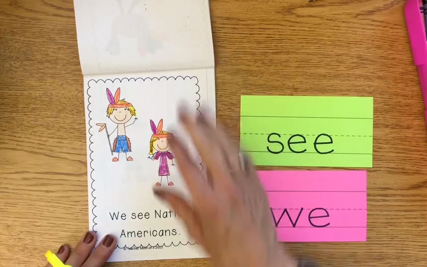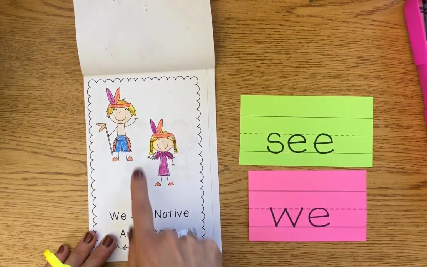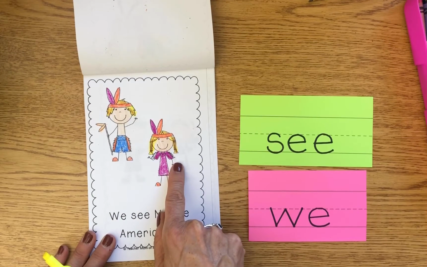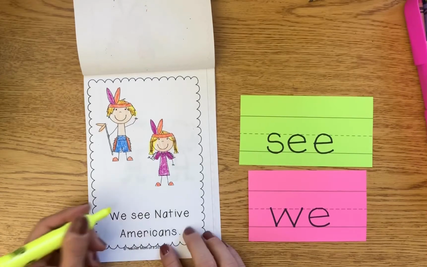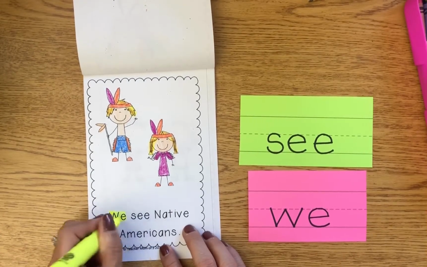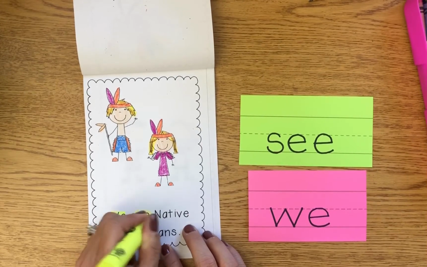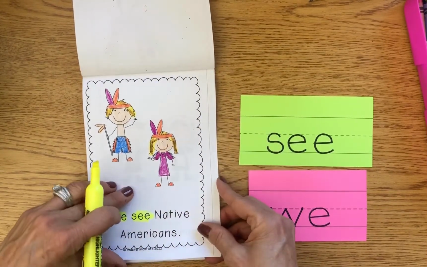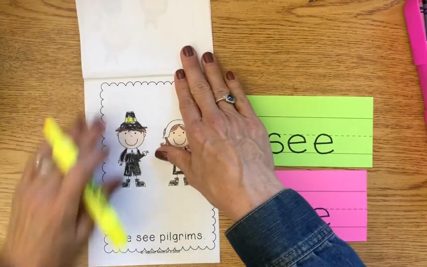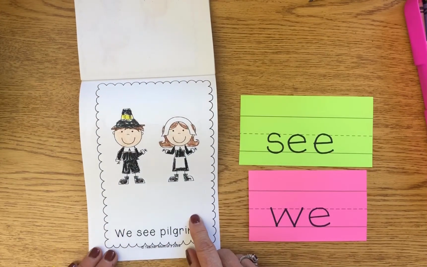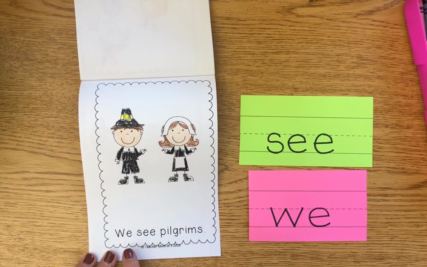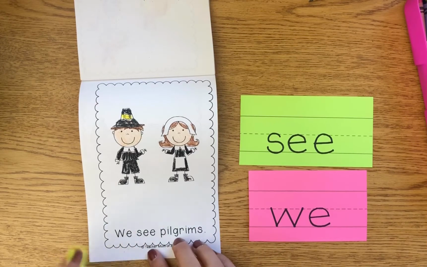Okay, this one's a little bit harder, so I'm going to help you, okay? These are called Native Americans, and we usually see or learn about Native Americans when we're learning about Thanksgiving and the story about Thanksgiving. We see Native Americans, and when we get to November, we'll be reading lots of books about Thanksgiving. Again, during Thanksgiving, we learn about pilgrims. So I'll be reading lots of stories about Native Americans and pilgrims. We see pilgrims.